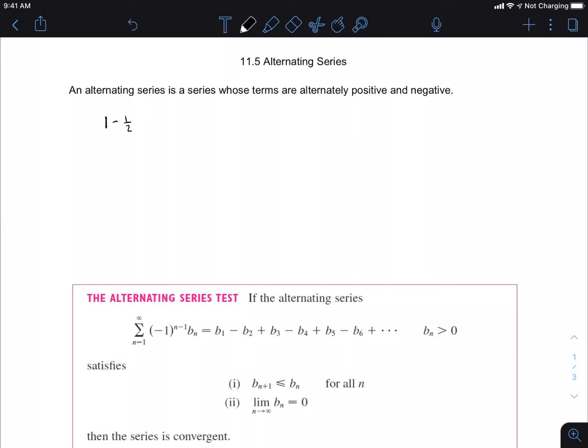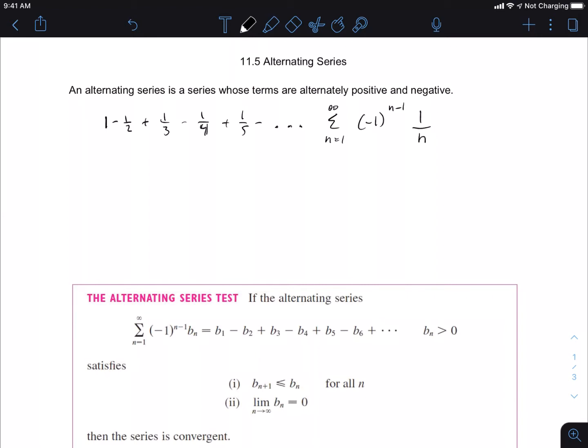1 minus 1/2 plus 1/3 minus 1/4 plus 1/5 minus, and that going on and so on. That we could rewrite like this, of 1 over n. That's the Riemann sum for the series to be written out. But that's all the alternating series is. We're going to alternate from positive to negative and negative to positive, depending on how you're going to start.